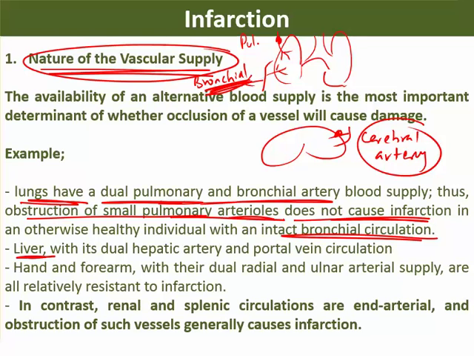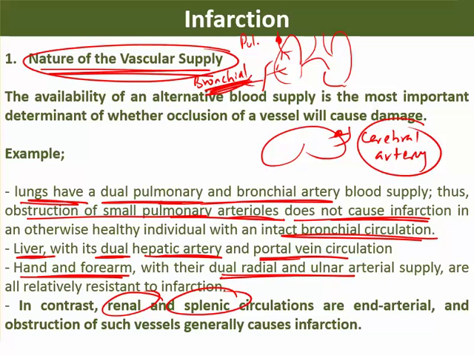Whereas the liver has two blood supplies: one is the hepatic artery, the other one is the portal vein. So they survive because of two circulations. Whereas in the hand and forearm, again they have two blood supplies, the radial artery and the ulnar artery, so they survive. Whereas the kidney, spleen, as well as the heart cannot survive because they have only a single circulation, that is called end arterial circulation.